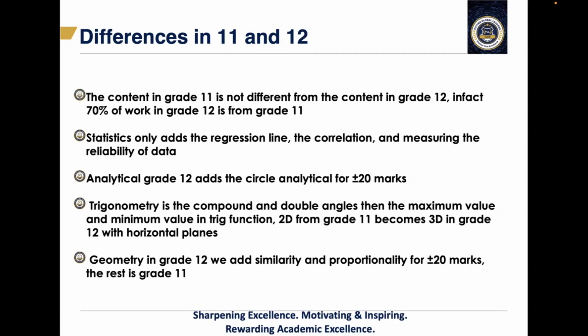Trigonometry, the only thing that is added there is compound and double angles, your maximum and your minimum values in trig function. It's 2D in grade 11, and then in grade 12 we now say it's 3D with horizontal planes. Then you've got geometry in grade 12, which adds similarity and proportionality theorem, which is probably about plus minus 20 marks, and the rest is grade 11's work. So we can get to the next slide.